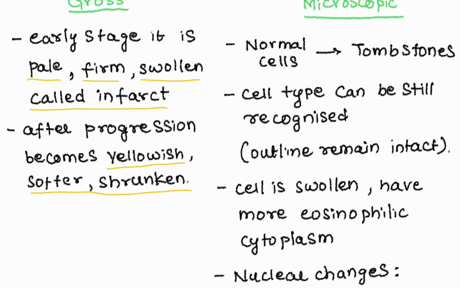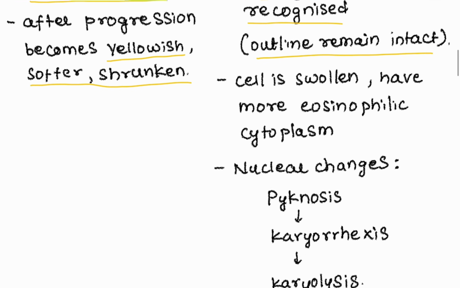Coming to microscopic changes, we can see tombstones. Normal cells will change into tombstone-like structures. It is a characteristic feature of coagulative necrosis. The cell type can be recognized even after the necrosis because the outline remains intact in coagulative necrosis. The plasma membrane will get ruptured, but often the cell type can be recognized because the outline of the membrane remains intact. The cell is swollen and has more eosinophilic cytoplasm than the normal cell.